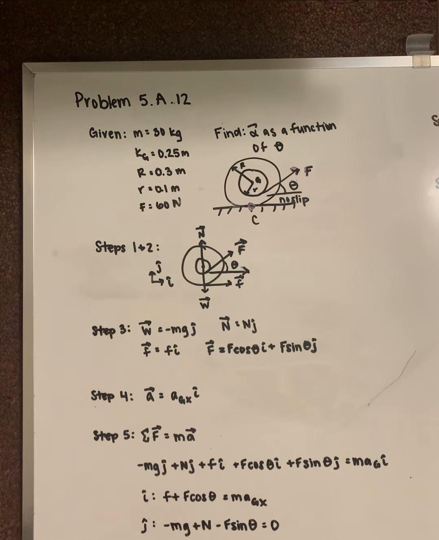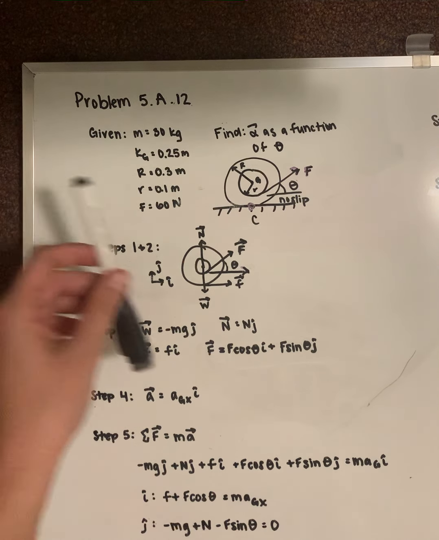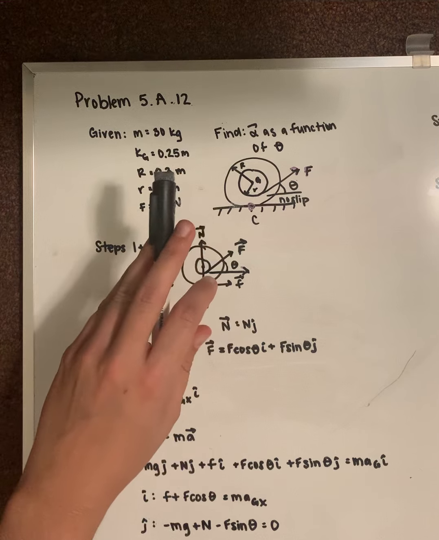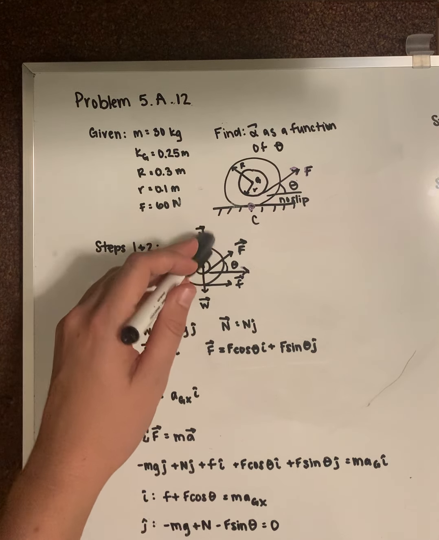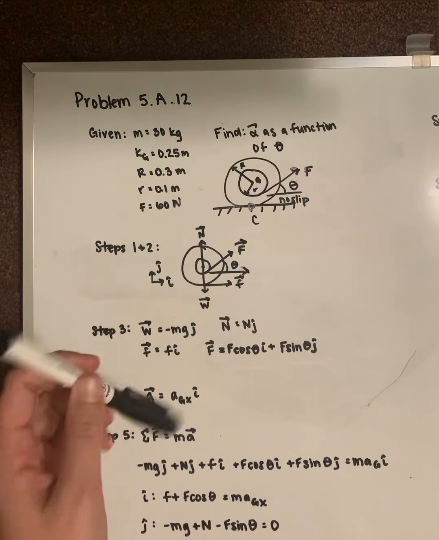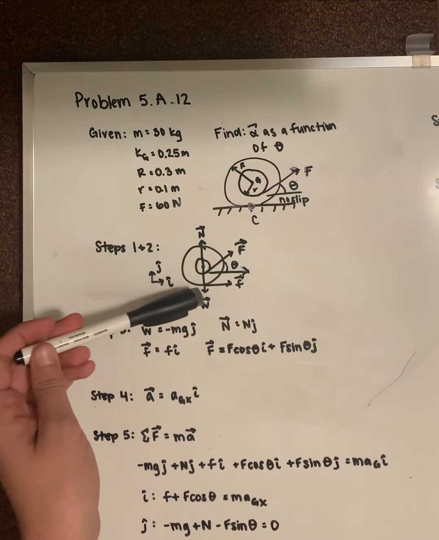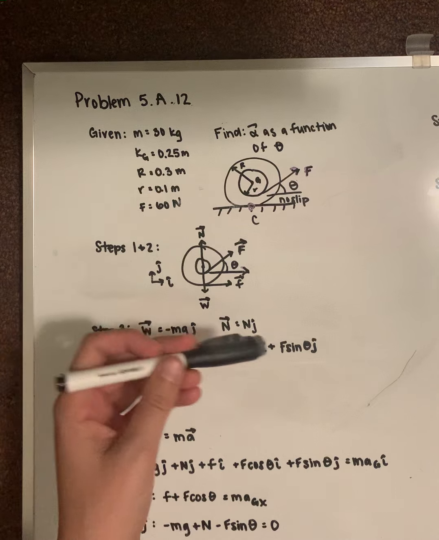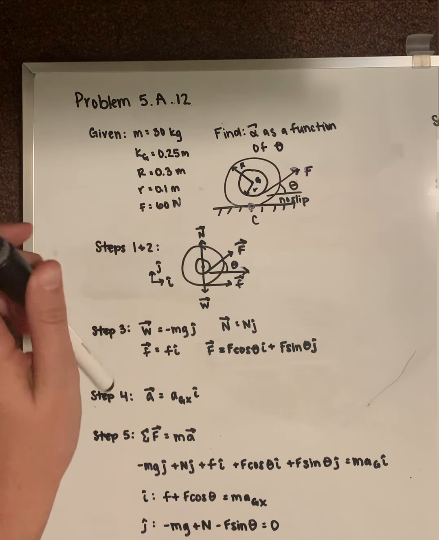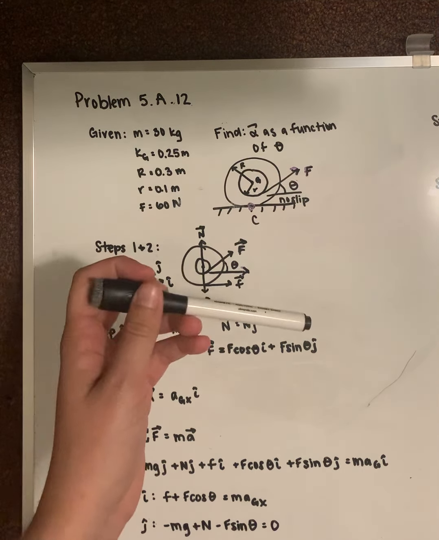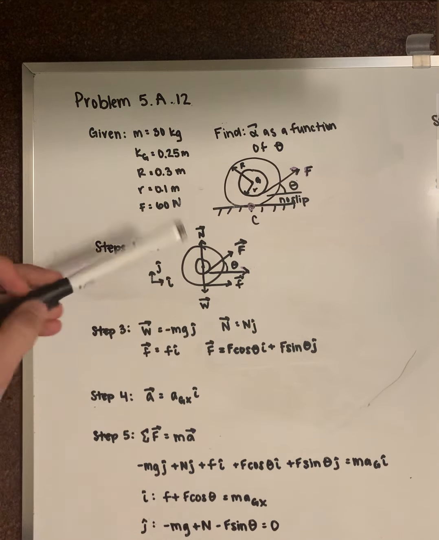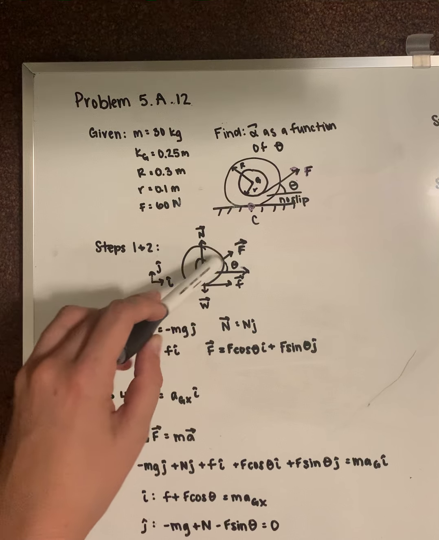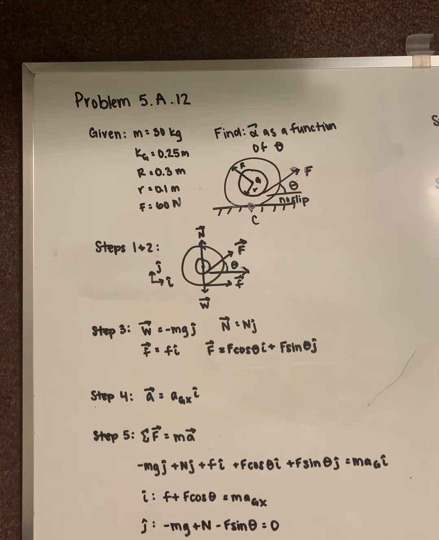For step 1, we need to draw the free body diagram. As you can see here, I drew the weight force in the negative j direction and the normal force in the positive j direction, both through the center of gravity of the disk. The friction force is applied to the bottom of the disk along the surface to the right, because this no slip condition is actually helping our acceleration in the i direction, so we want it to be with movement. And then the applied force here at an angle theta as given in the figure.